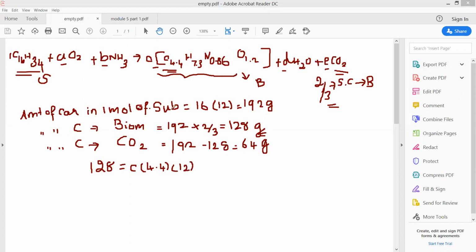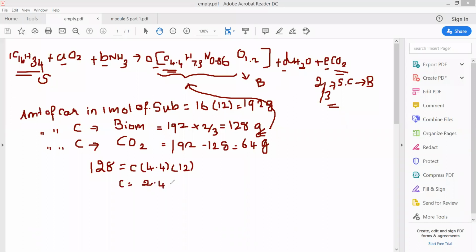Because only the carbon present in biomass is 128. So this 128, we will be taking only the carbon present in the biomass, and equating it to the carbon present in the biomass. That is, 128 is equal to the stoichiometric coefficient C, into the number of carbon 4.4, into the atomic weight of carbon 12. So 128 is equal to C into 4.4 into 12. So what you will get is C is equal to 2.42.